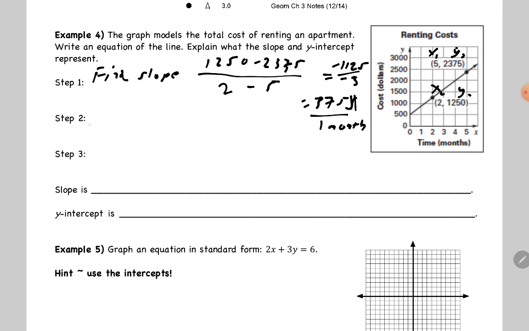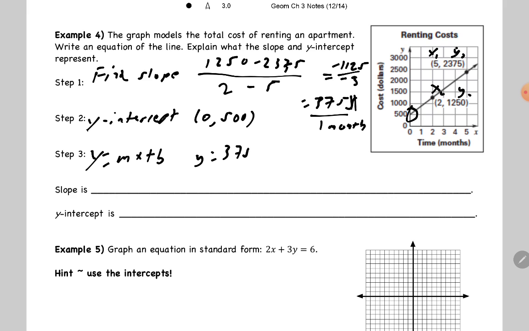And then step 2, find the y-intercept. It's on our graph here. It's at 500. So (0, 500). Step 3, write our equation. So y equals $375 per month plus an initial 500.